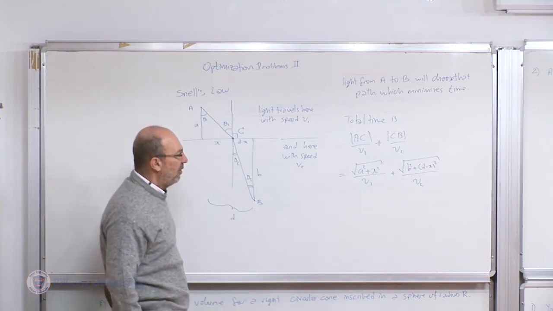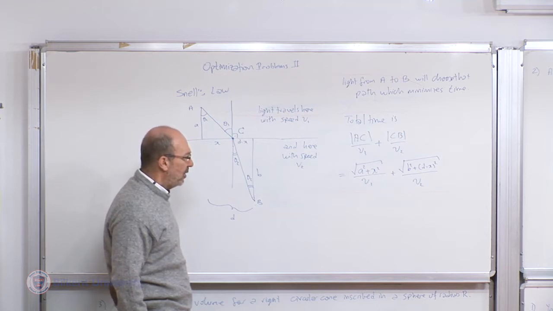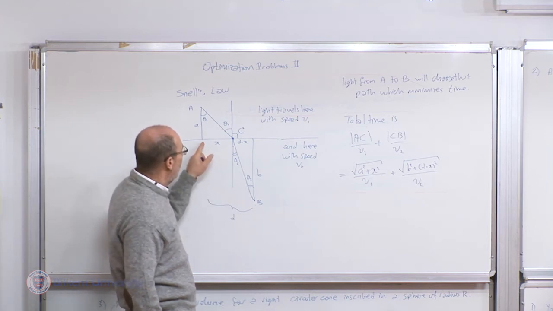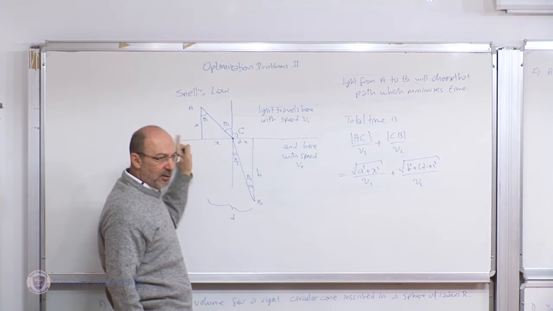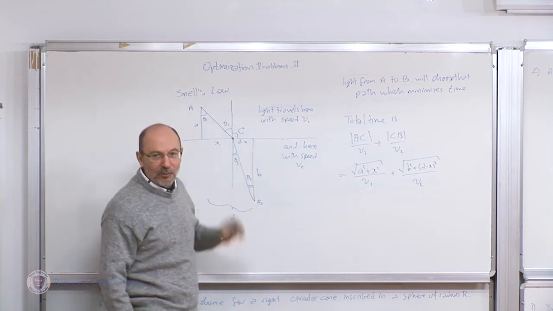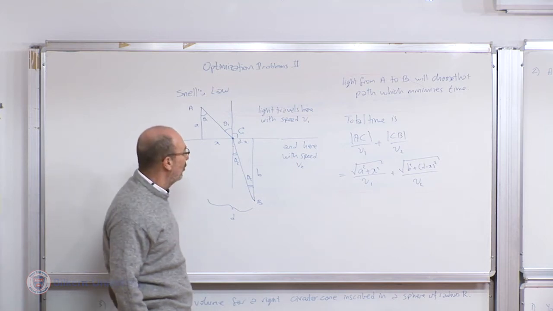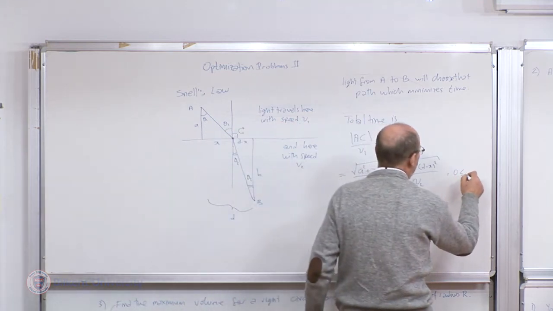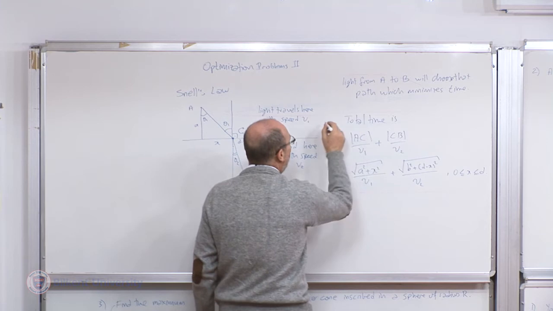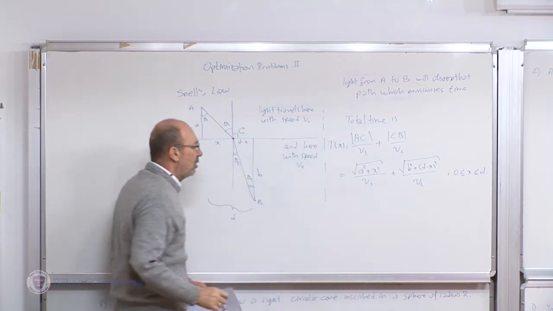Suddenly we have a function of x, and since I'm taking squares, this makes sense for all possible values of x. But in my problem, x can be 0, it cannot be negative, it doesn't make sense otherwise. And x cannot be larger than d. Light will not go there and come back. Maybe such setups exist, but in this problem we restrict x between 0 and d. So this is the function to minimize. Let us say total time is T of x.